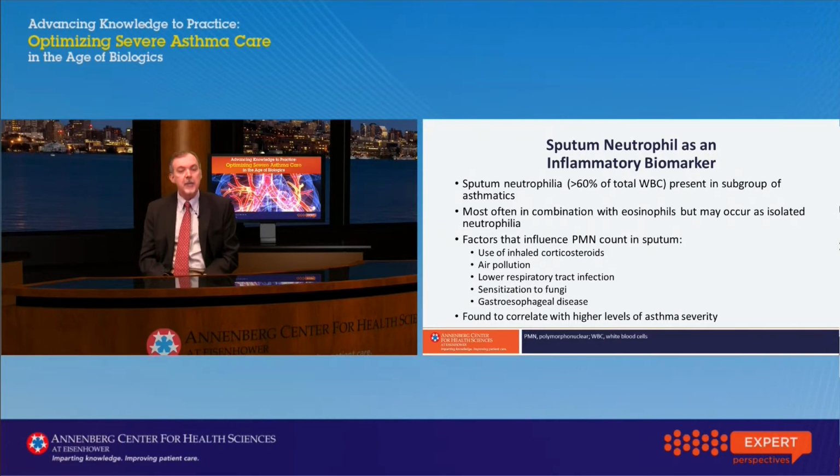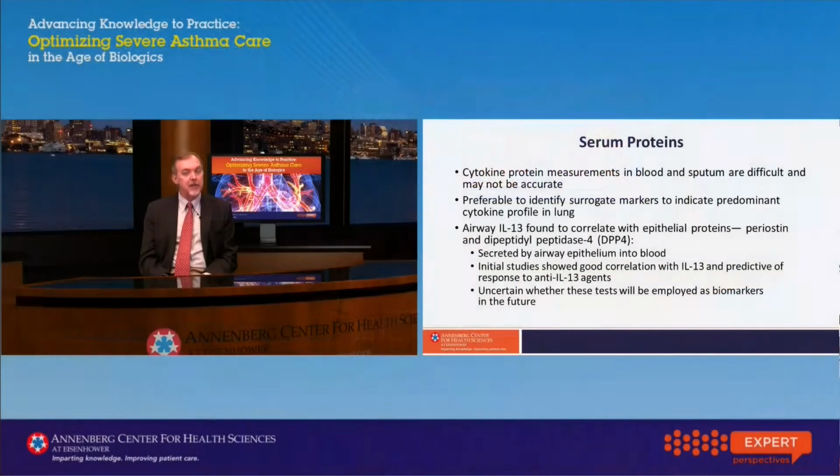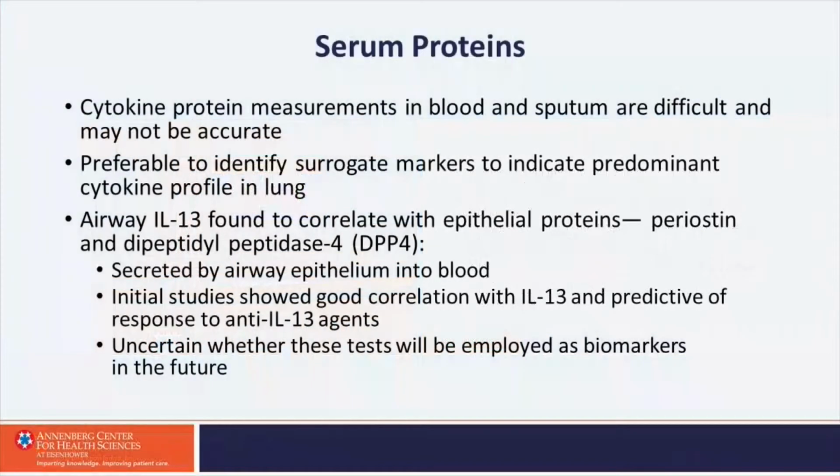Serum proteins have been very actively pursued as a marker or biomarker of inflammation in patients who have asthma. We know that cytokines can be examined, but it's very difficult to identify them in the blood and the sputum. Not only difficult, but also prone to inaccuracies. If we could identify a surrogate for that cell, or a surrogate for the cytokine that we're trying to identify in the blood, then we've happened upon something that's much more convenient, much easier for the practicing physician.